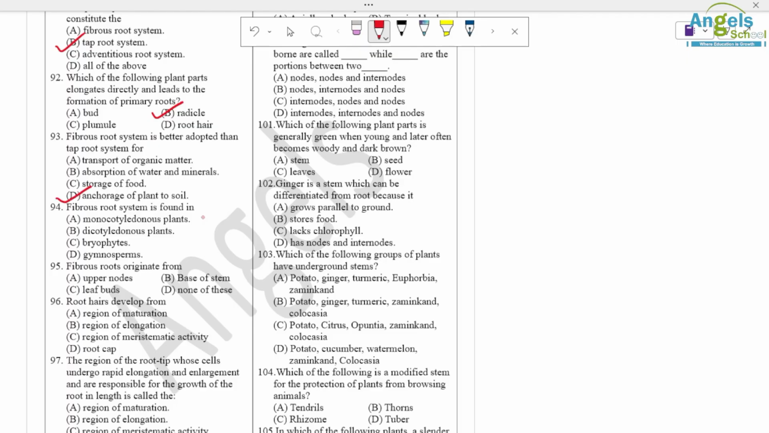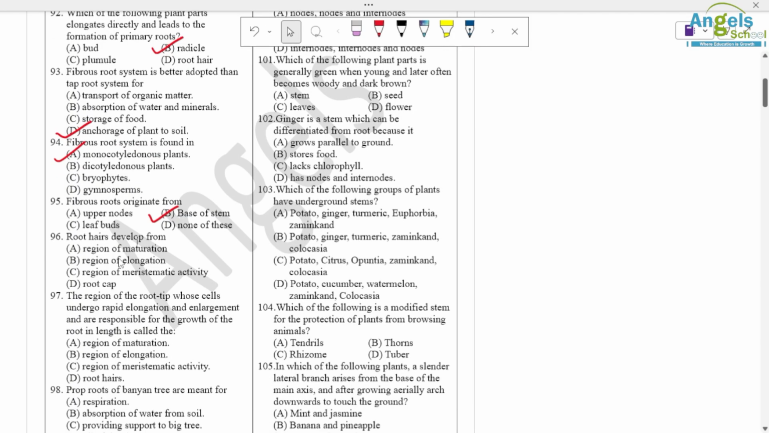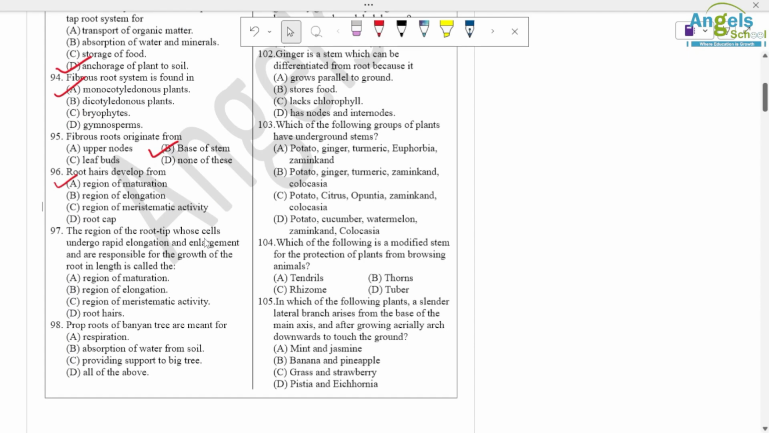Better attachment के लिए होता है. Fibrous root system is found in all monocot plants. Again, fibrous root originates from the base of the stem. It does not arise from radicle, it arises from the base of the stem. Root hair develops from, so it is a feature of the maturation region. So answer is A.